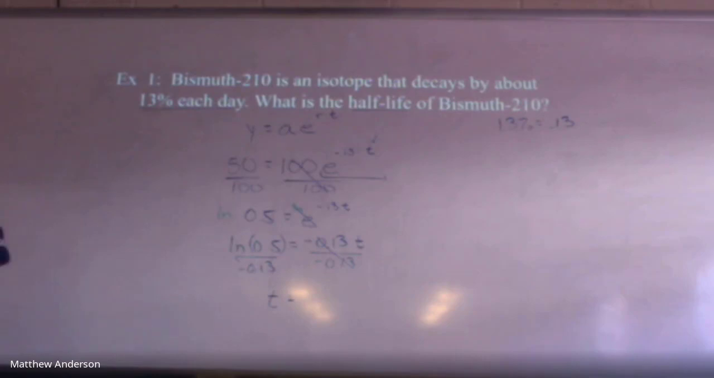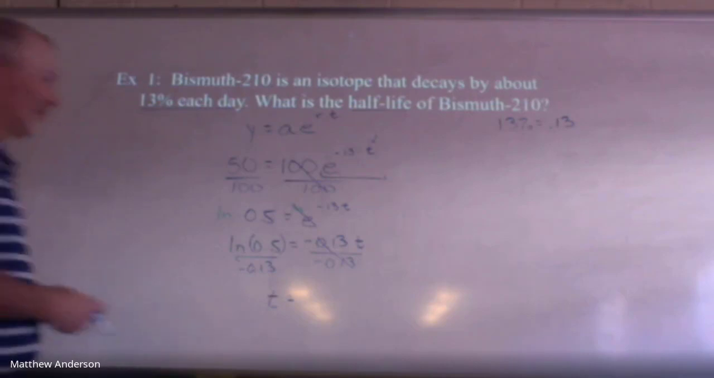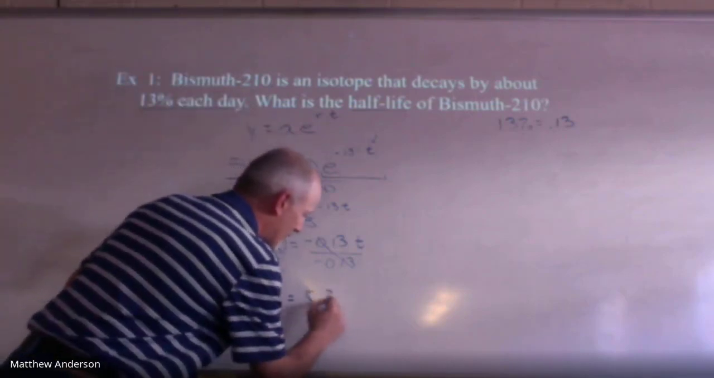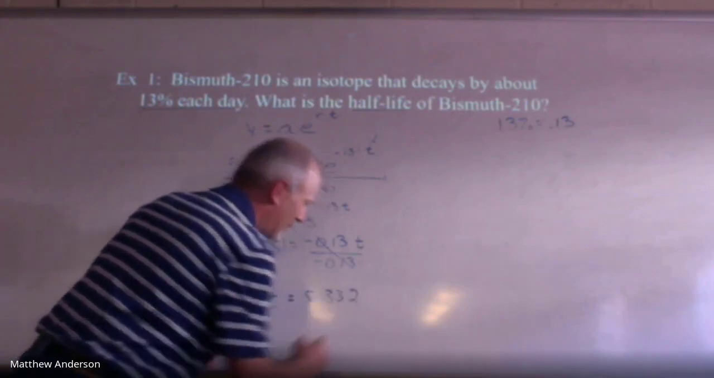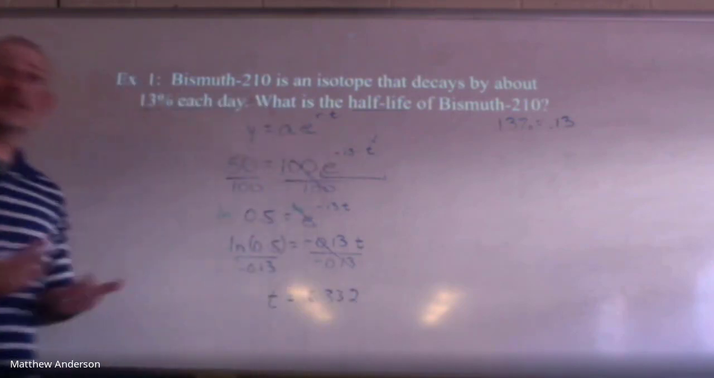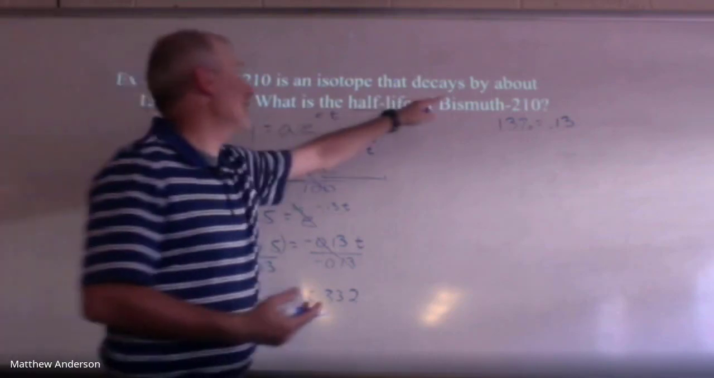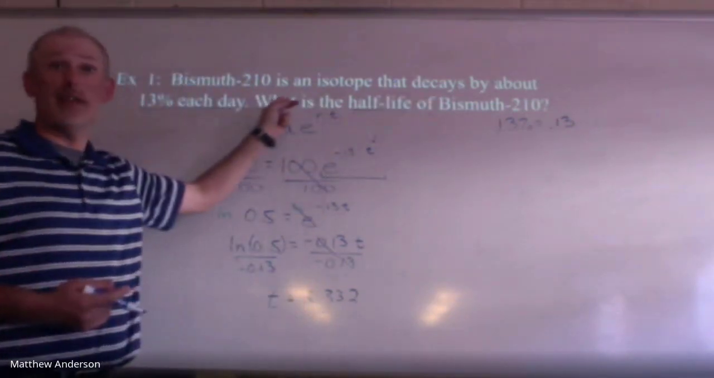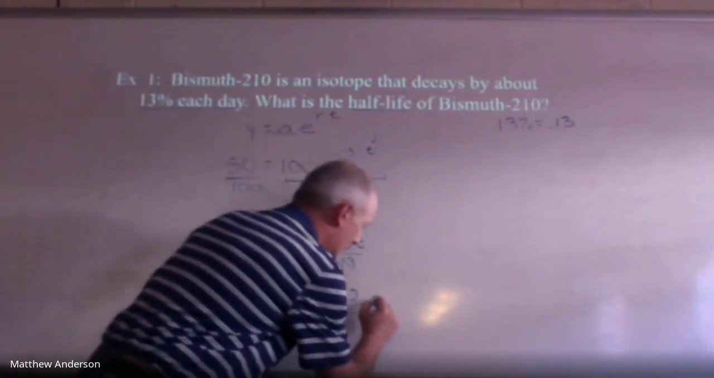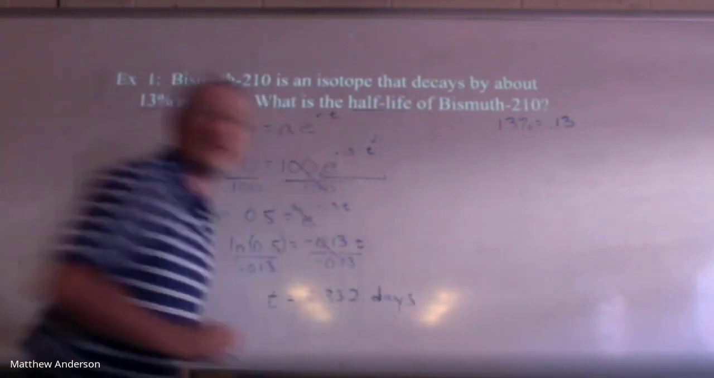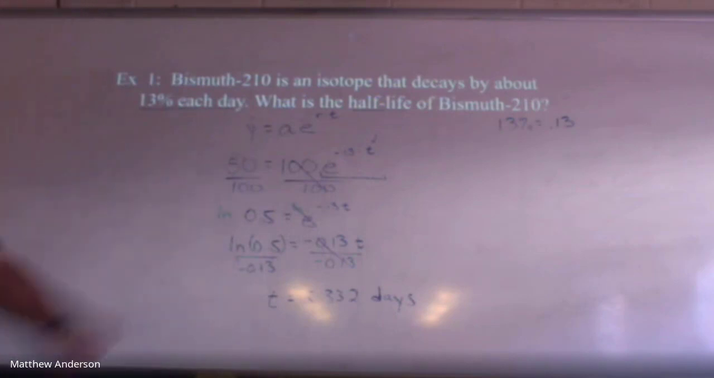Anybody got it? I see a lot of calculators working. Some calculator has to give you the answer, right? 5.3319. Okay, 5.33, and we'll probably round it up to 5.332. And the units here, because it says it's decaying about 13% each day, the units here are days. So after a little bit more than 5 days, that's how long it takes for half of that substance to break down. Okay, does that make sense?